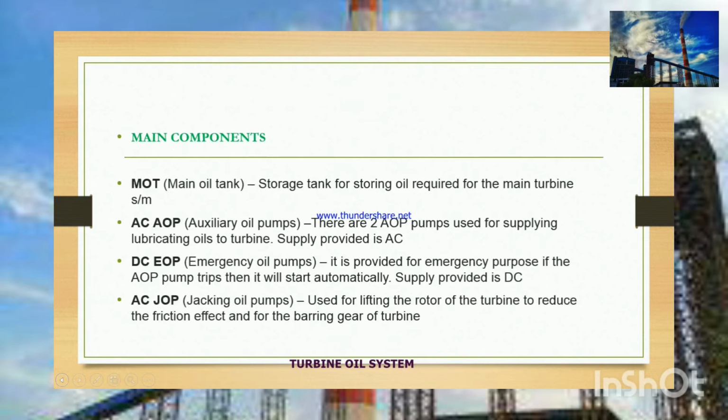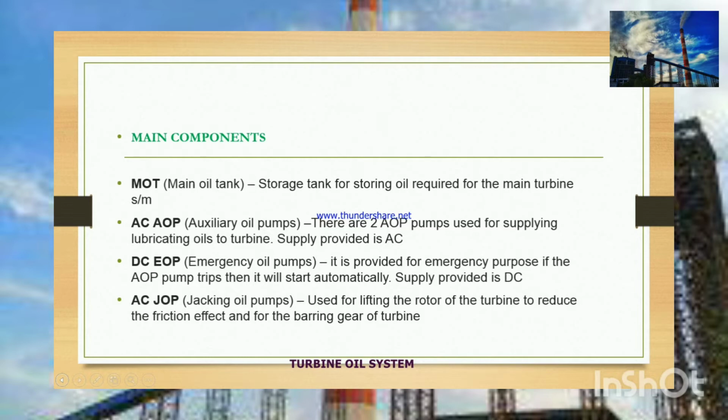Then we are going to main components. The first component is main oil tank. Main oil tank is a storage tank which stores the oil required for turbine system. Then for providing lubricating oils, there are three pumps. Two are alternating current and one is direct current type.